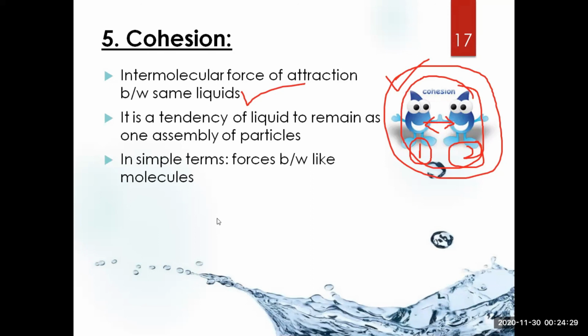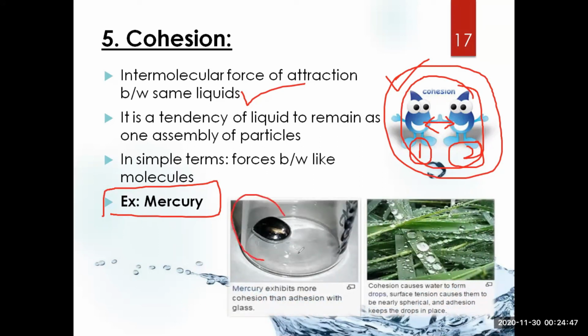In simple terms, we can say it is the force between like molecules, meaning the same molecules. The example for this cohesive property is mercury. You know the property of mercury: it will not adhere to any surface. If you keep mercury in your hand, it won't stick to your hand, because due to cohesion all the mercury particles remain together as one assembly, since the force of attraction is more. It is a force between the same molecules.